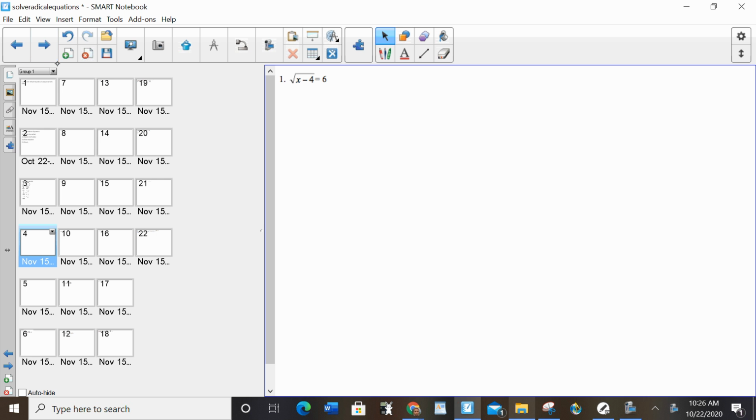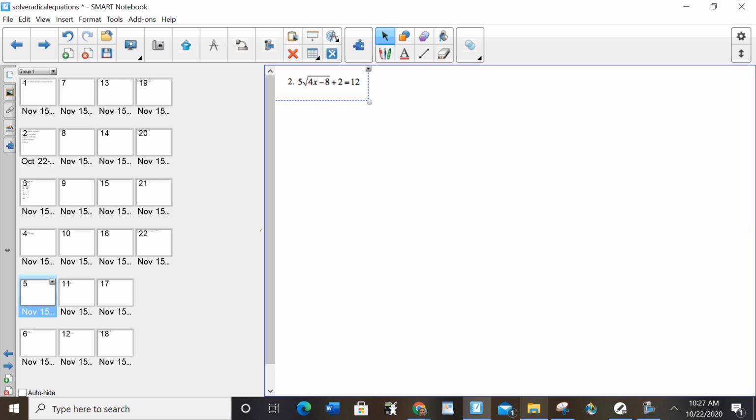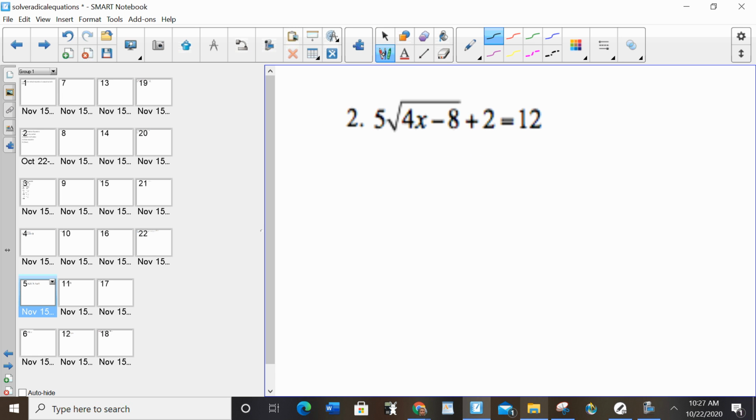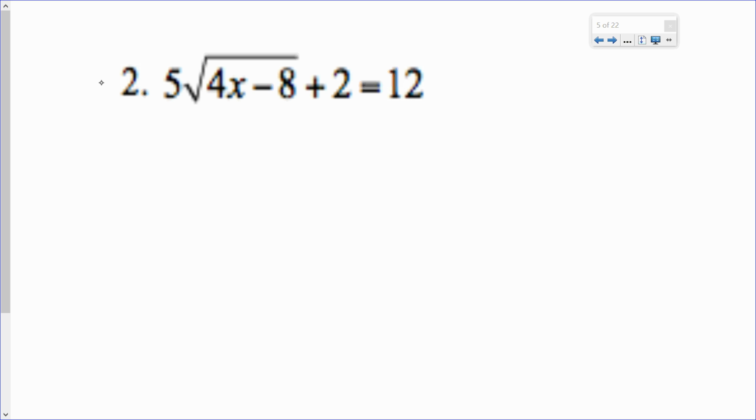So, let's start with number 1. In fact, let's start with number 2. My first step is to isolate the radical. Is the radical isolated? Is it alone on one side of the equation? No. So my first step here would be to isolate the radical. I see a plus 2, so I'm going to subtract 2 from both sides.